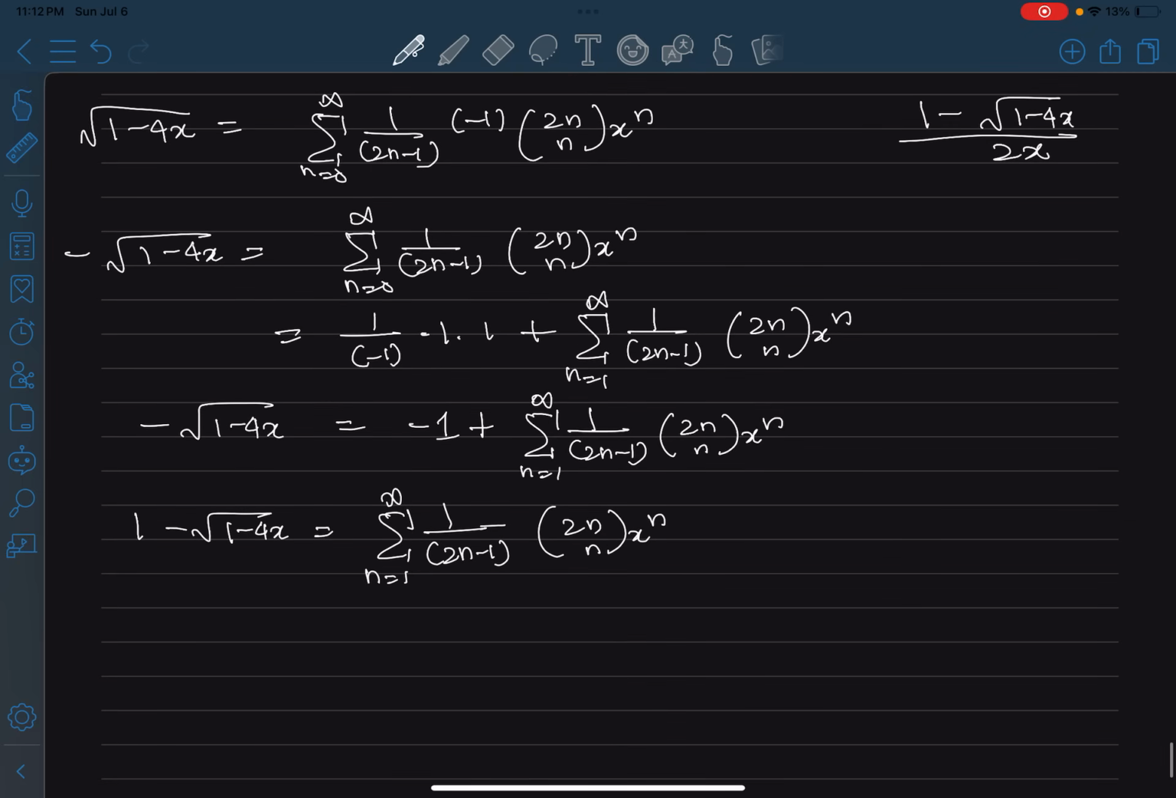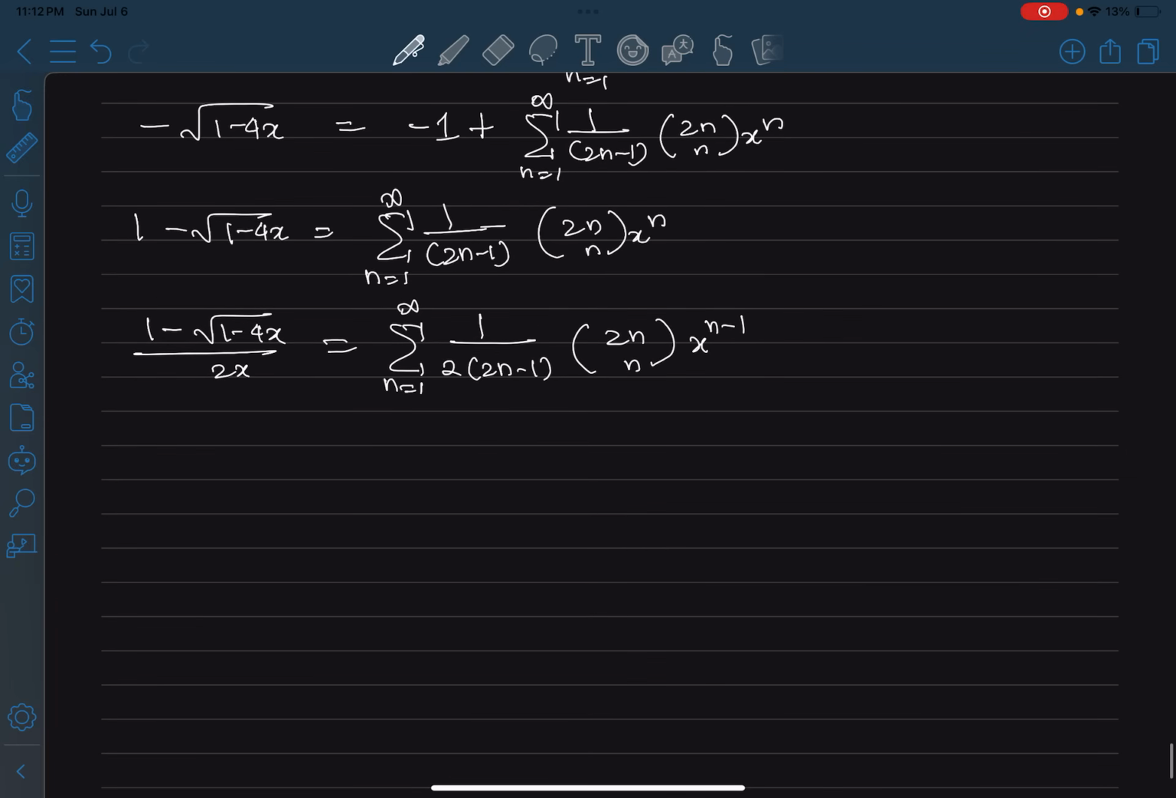And now if I try to divide this by 2x, I'm going to have the sum from n equals 1 to infinity of 1/(2(2n-1)) times (2n choose n) x^(n-1), right? And now this is actually our entire expression that we want to change. Now we are almost close. I can let it go from 0 to infinity, and now this becomes 2n+1. This becomes (2n+2 choose n+1), and this becomes x^n, right?